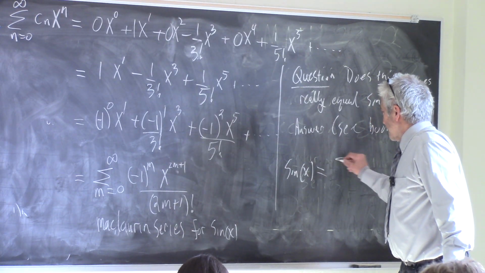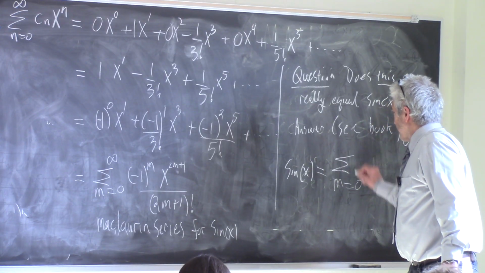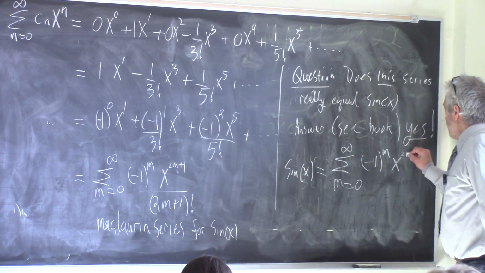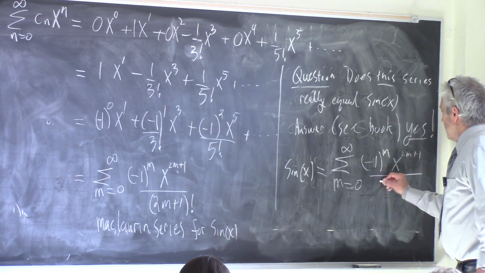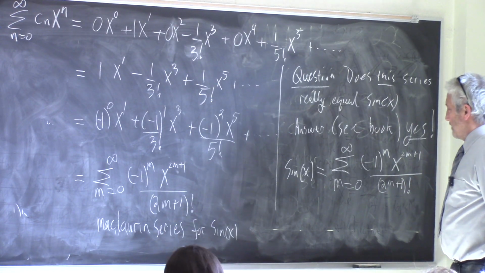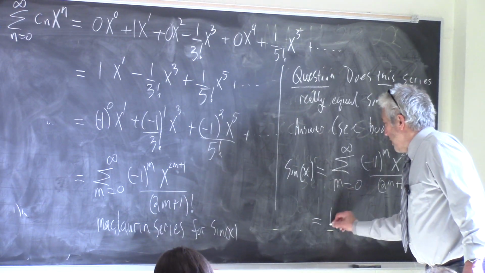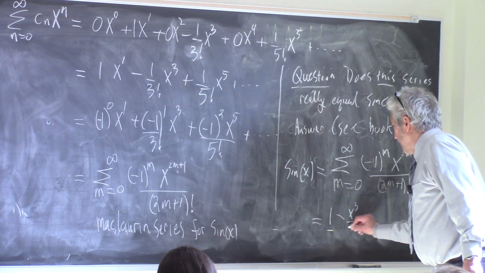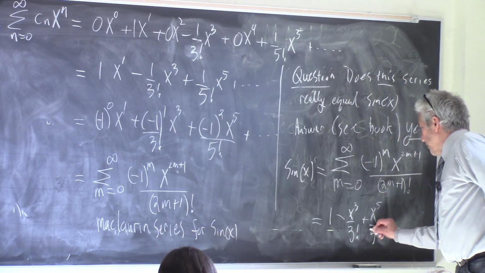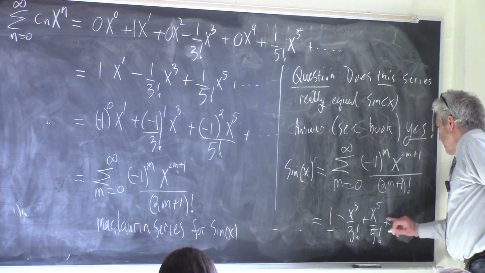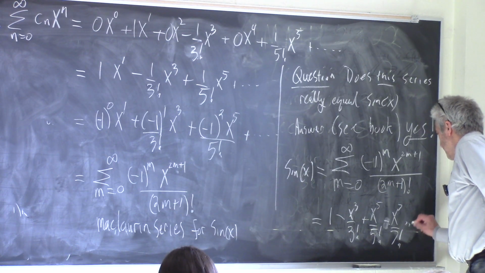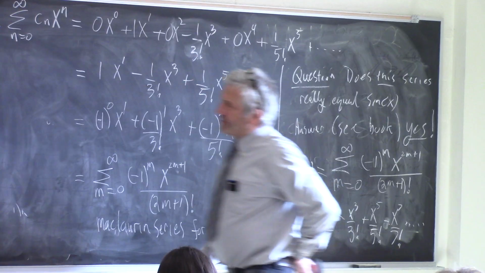So we can say that sine of x equals this series, the sum as m goes from 0 to infinity of minus 1 to the m, x to the 2m plus 1 divided by 2m plus 1 factorial. So that's x minus x cubed over 3 factorial plus x to the 5th over 5 factorial, and so forth, minus x to the 7th over 7 factorial. It keeps repeating. That's our second example.